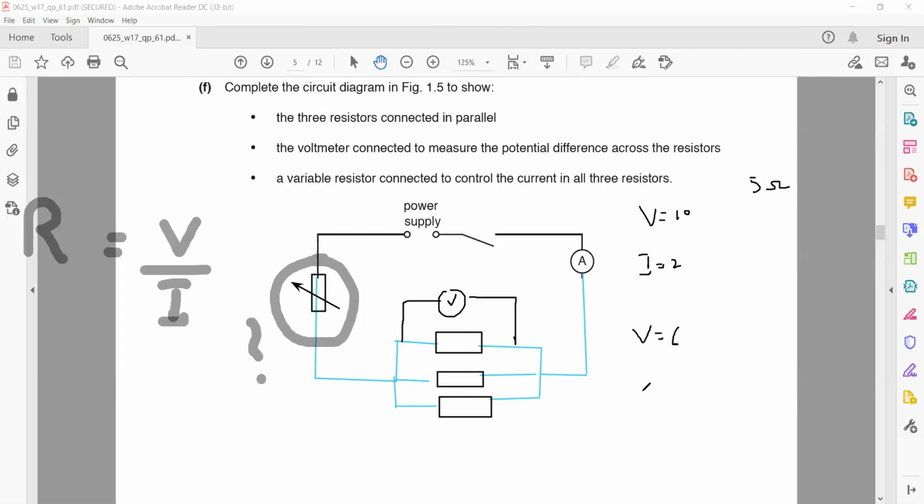Maybe the voltage will become 5, for example, and the current is 1 ampere, so 5 divided by 1, we get 5 ohm. So resistance will not change. What is the effect of this variable resistor? We can change the voltage and current in the circuit to get more values, or more sets of results, like sets of voltage and current.